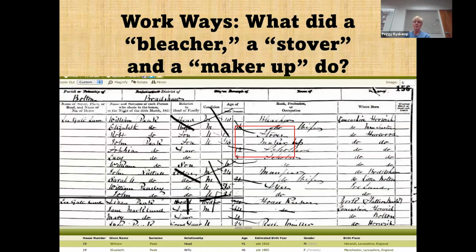Workways. While many people whose research I've done were farmers, my family comes from England, and mine worked in cotton mills. And in the census for my family, rather than having farmer or daily worker, I'm seeing things like bleacher and stover and maker up, all of which have something to do with working in a cotton factory.